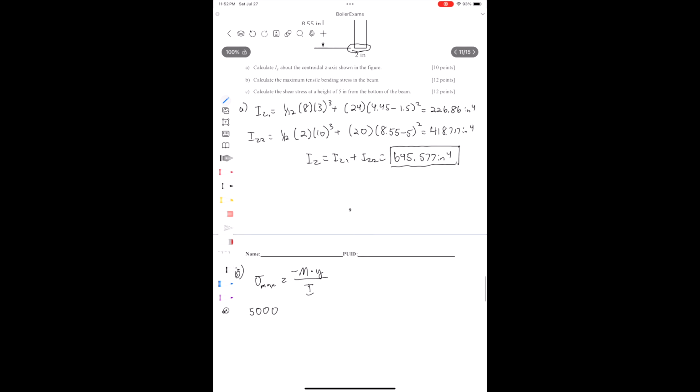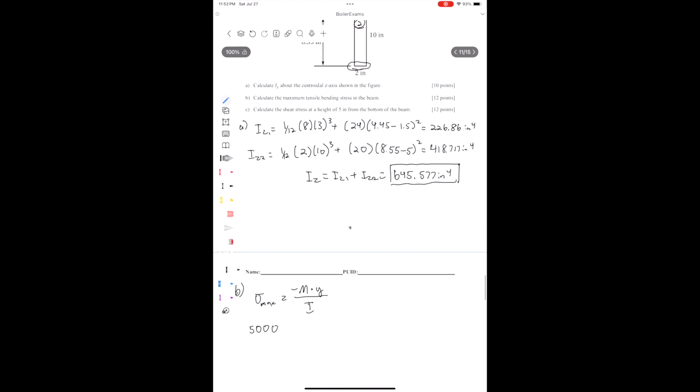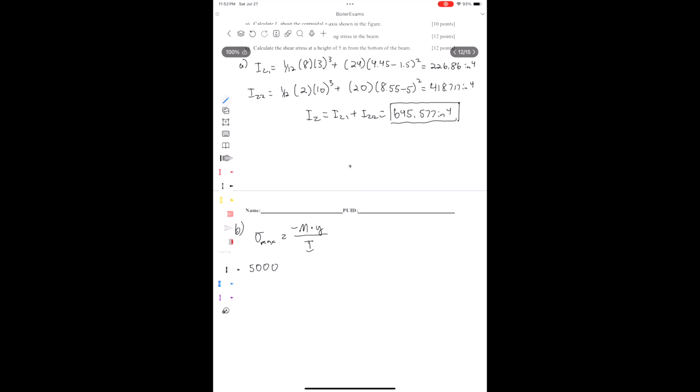But first we have to convert our bending moment, because they gave us our bending moment in pound feet, but we need it in pound inches, because our moments of inertia were in inches, all of our other stuff is in inches, and this way we get PSI for our units at the end. So we do that, we end up with 60,000 pound inches. All right, so now we can calculate our sigma max.